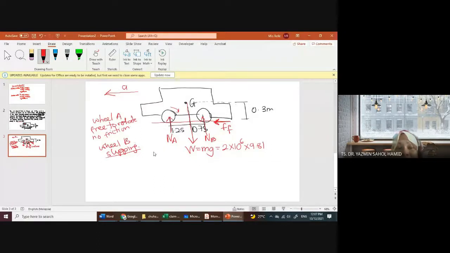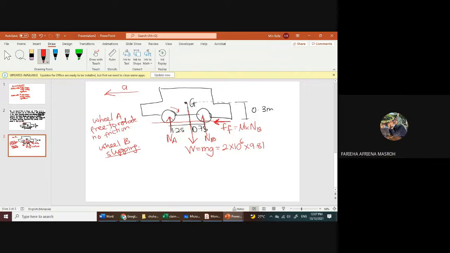Will be sleeping. Bila dia sleeping, dia licin. Okay, tapi walaupun dia licin, dia masih ada friction. Tapi friction dia arah yang sama dengan acceleration. So dia ada friction lah, Mu K and B. Boleh tak? Boleh. Okay.